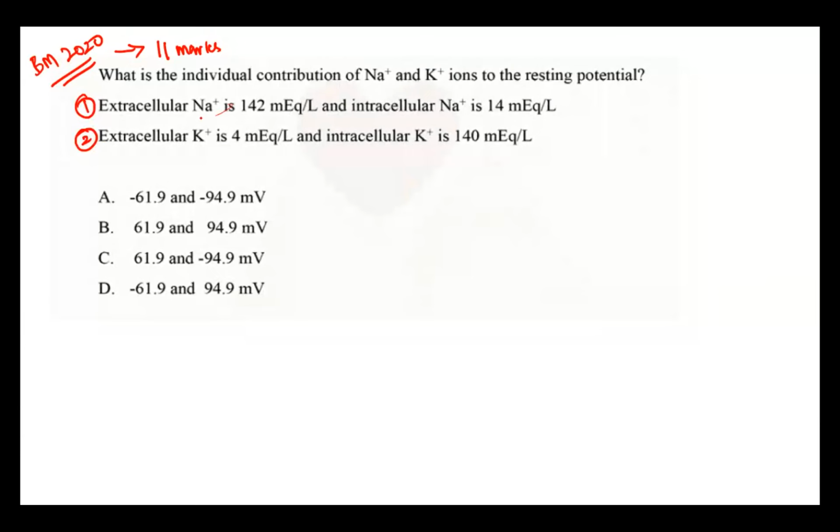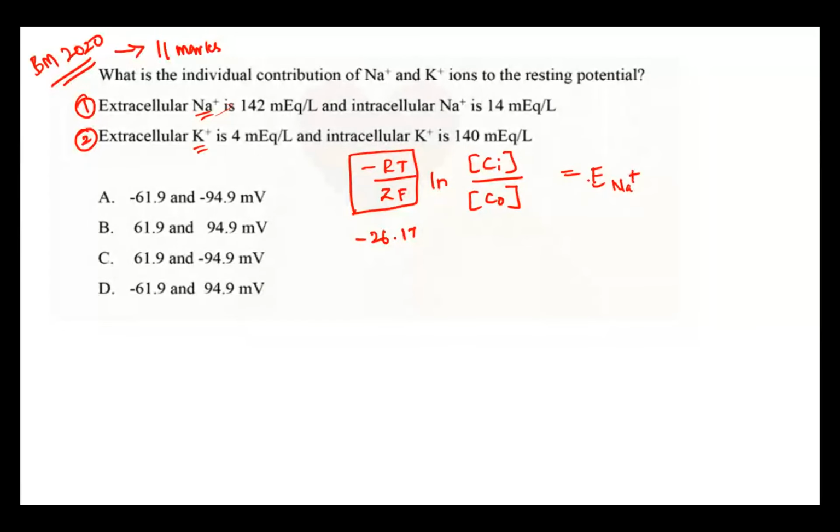Fine. So for the first question, we have only sodium, and for the second, only potassium. So we write the Nernst equation: minus RT by ZF ln of the concentration of intracellular fluid by the concentration of extracellular, outside by inside. If I solve this, I get minus 26.17. This implies the membrane potential of, in the first case, Na plus. This is the equation for the Nernst equation.